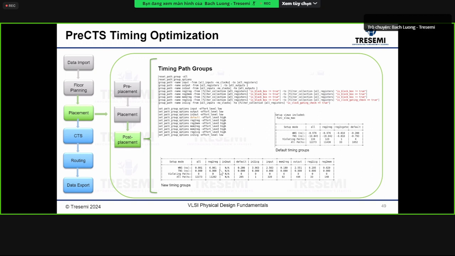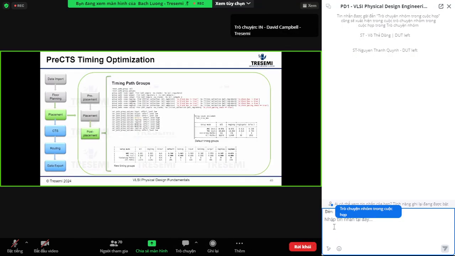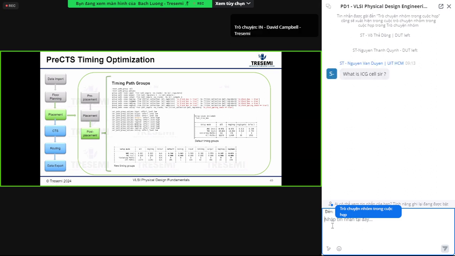So any questions on the timing path groups and why we define them? I'm not seeing anything in the chat, and no one has used a reaction yet. Students, I will remind you, please, if... well, we do have one question.